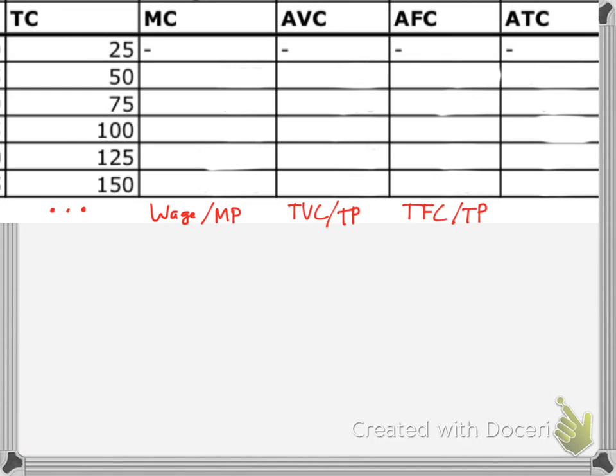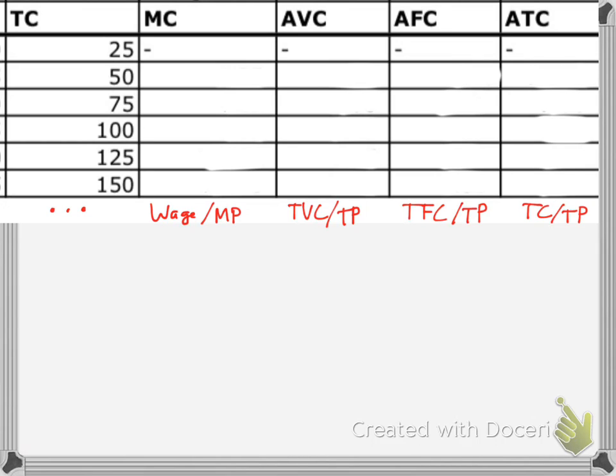And your average total cost would be your total cost divided by your total product. Notice how this is always divided by your total product when we're dealing with cost for average costs. So now let's jump into marginal cost.